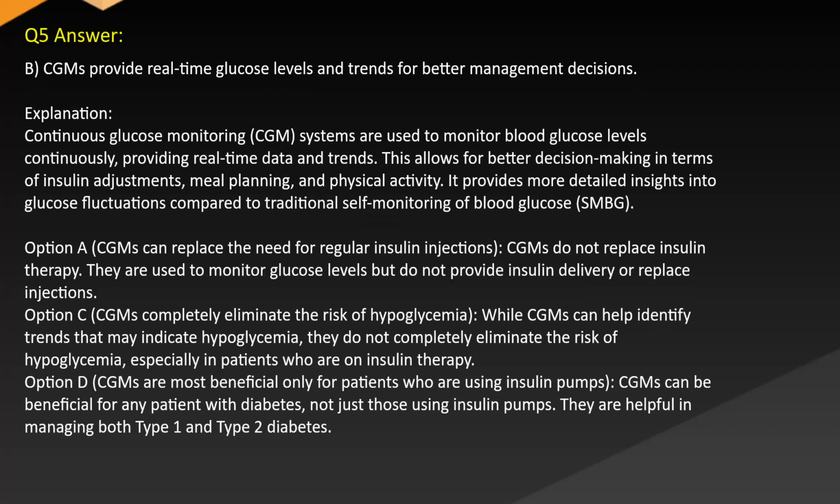Answer. B. CGMs provide real-time glucose levels and trends for better management decisions. Explanation. Continuous glucose monitoring (CGM) systems are used to monitor blood glucose levels continuously, providing real-time data and trends. This allows for better decision-making in terms of insulin adjustments, meal planning, and physical activity. It provides more detailed insights into glucose fluctuations compared to self-monitoring of blood glucose (SMBG).